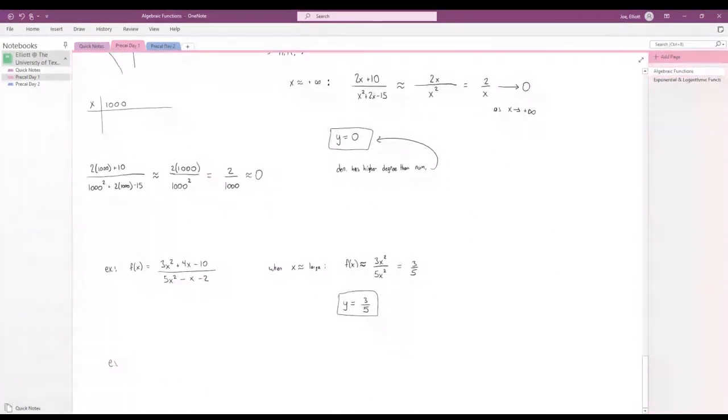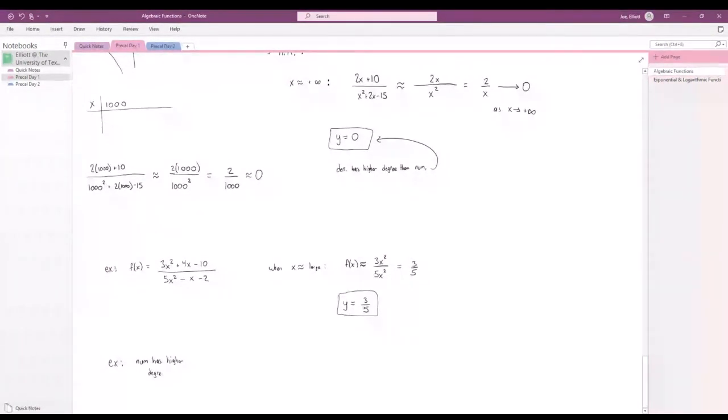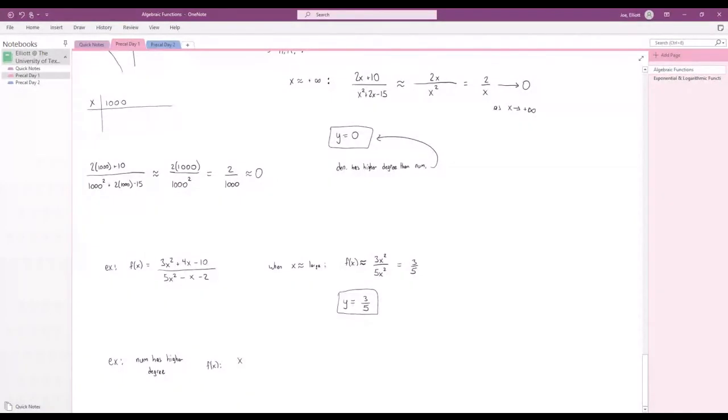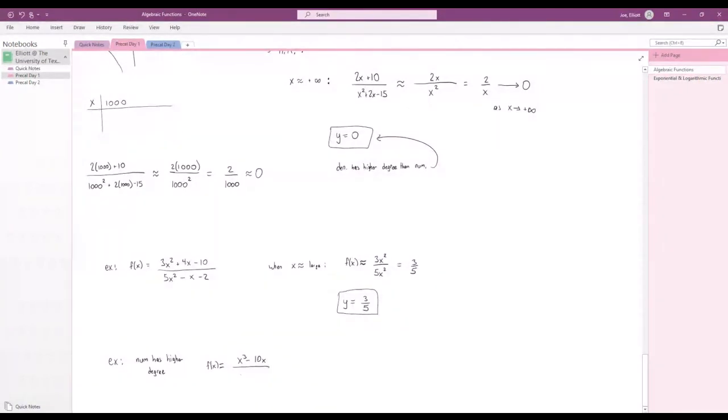The third scenario was then if the numerator has a higher degree. And so if the coefficients were both 1, then it would just be 1. That's correct, yes. Okay.